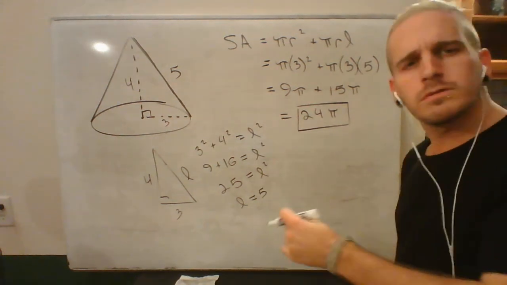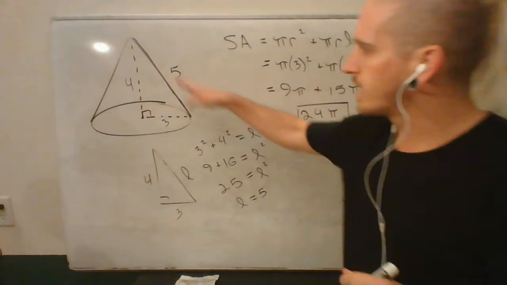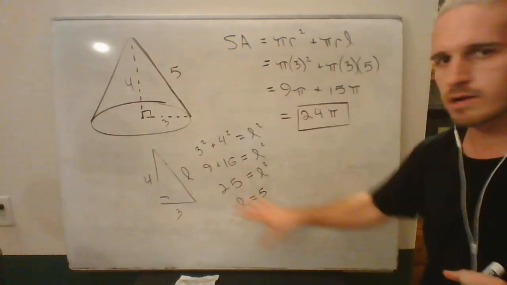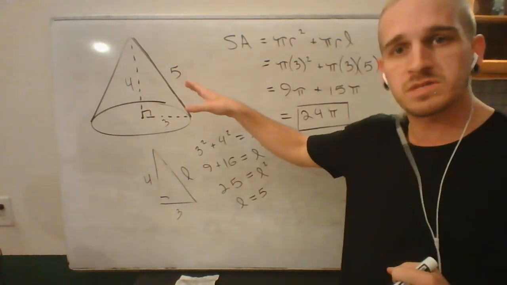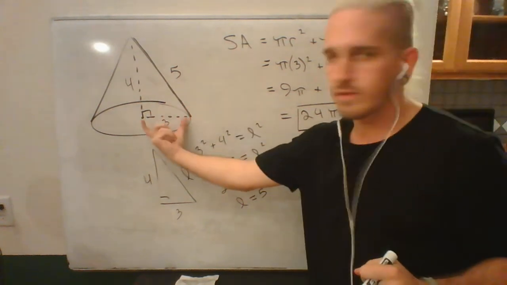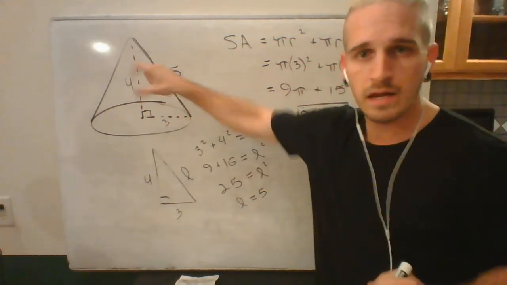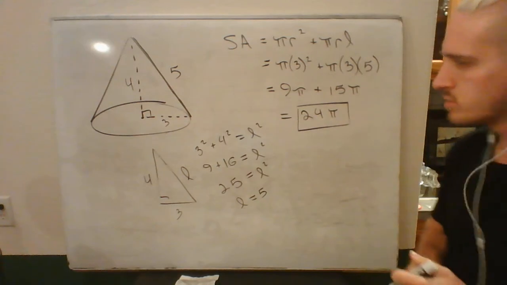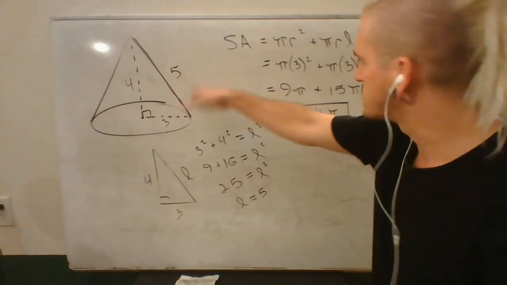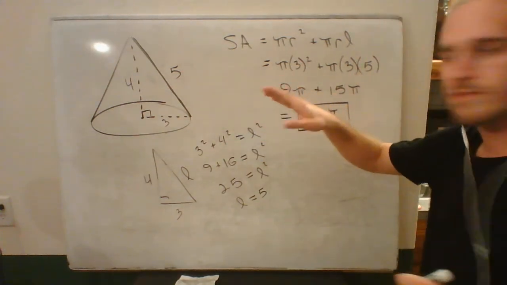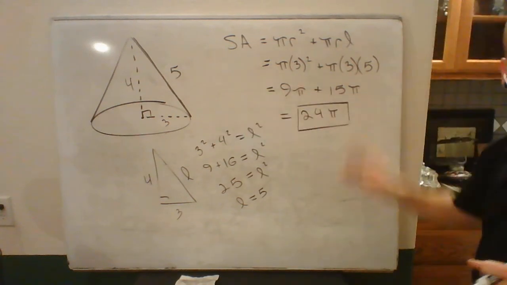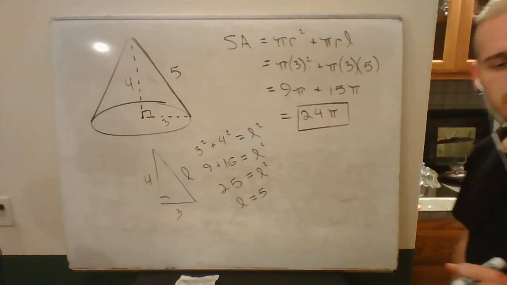If the problem already gives you the slant height, you do not have to use the Pythagorean theorem. But if the slant height is missing and you have the radius and the normal height of the cone, then you will have to use the Pythagorean theorem to find that missing slant height. Once you have the slant height and the radius, just plug it in, you get your answer, and you'll be done.